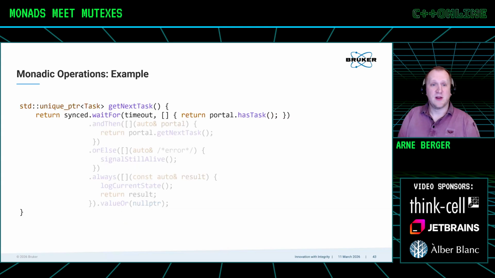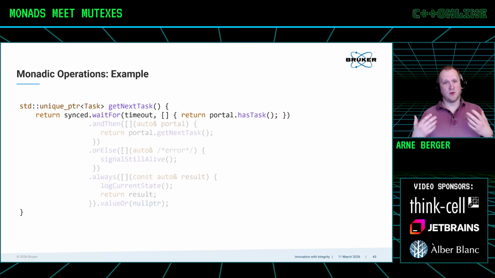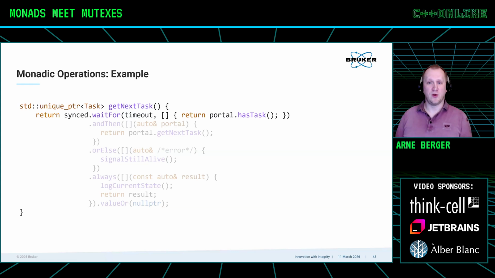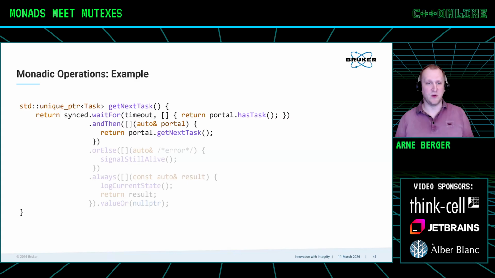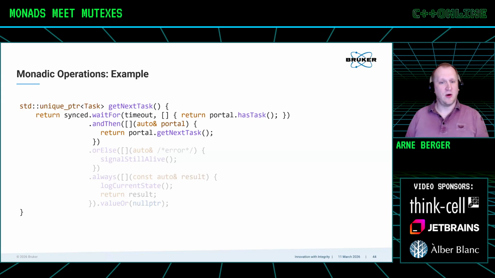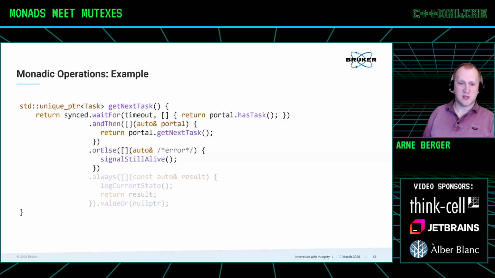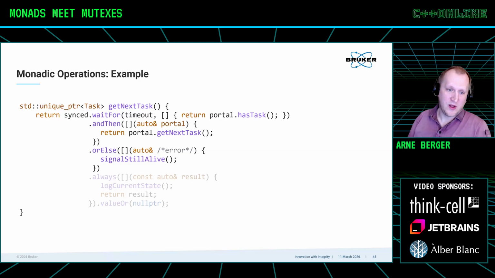In our example, that would mean, from the beginning, in the get next task, we have our synchronized resource. We wait for it for a timeout or until the task portal has the next scan task. If we do not time out, if the predicate is fulfilled, we pass that on and then say, okay, portal get next task, we'll return that. In the or else case, we do our signal, and then we have the always function here at the end that logs the current state and then returns the result.